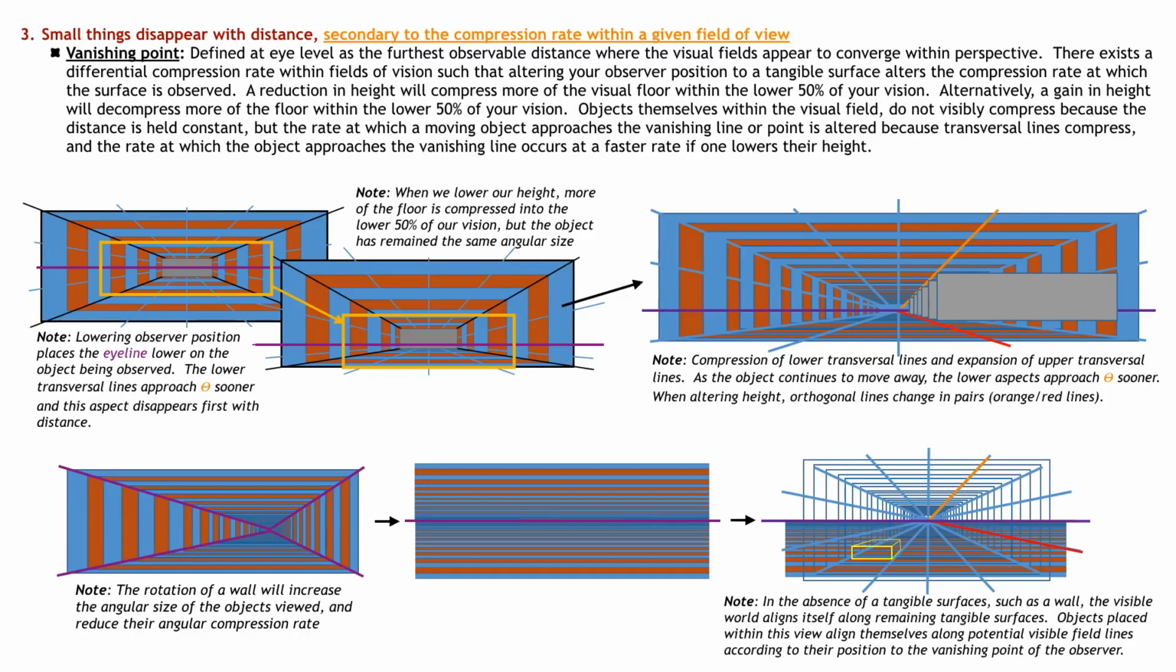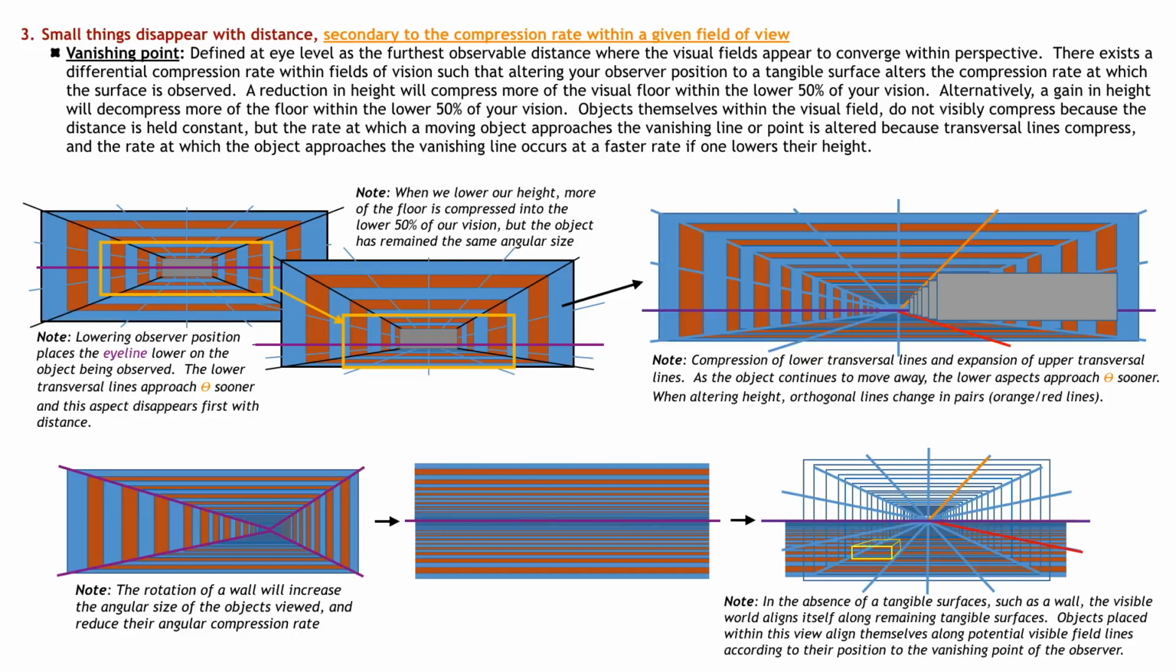So for the most part, please refer to part 2 for the explanations on some of these issues. The upper right diagram is just showing that the compression of those lower transversal lines occurs at a certain pace, but it pairs up to the expansion of the upper transversal line. So if I compress my lower visual field to a floor, I'm expanding the upper visual field to the ceiling.